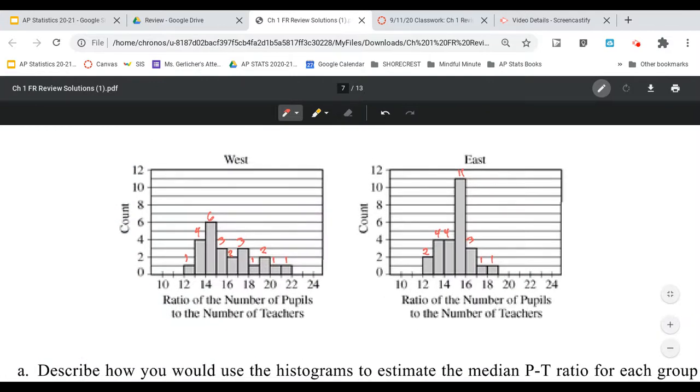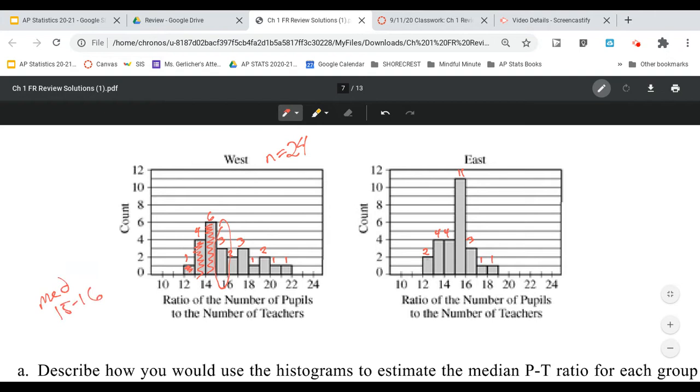I went back to my graphs and figured out how high each bar was. For the West, there were 24 data points total. So I thought, okay, half of 24 is 12. So right after the 12th data point and before the 13th is the middle. That's my median right in there. So I start counting up the bars. Here's one data point. I add another 4, so I've covered 5 data points now. I add another 6, I've covered 11 data points now, which means my 12th and 13th are here in this bar. That bar is from 15 to 16 as far as their pupil-teacher ratio. So the median is somewhere in the 15 to 16 bar.